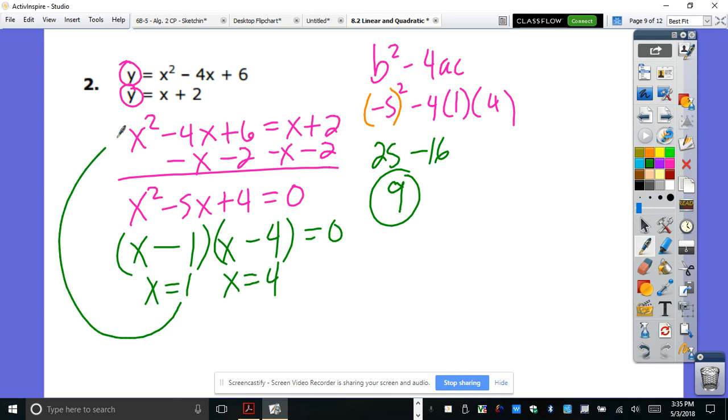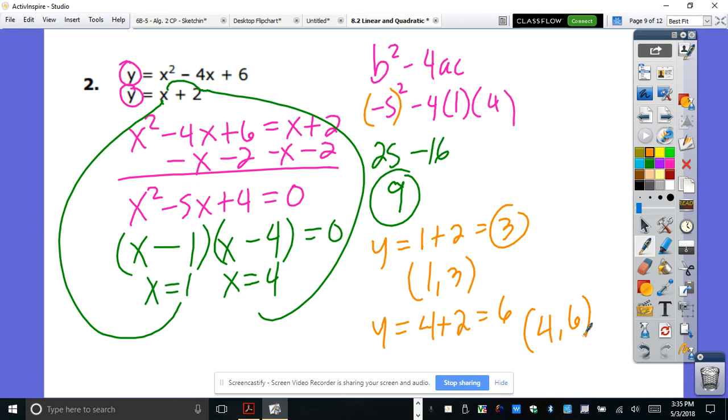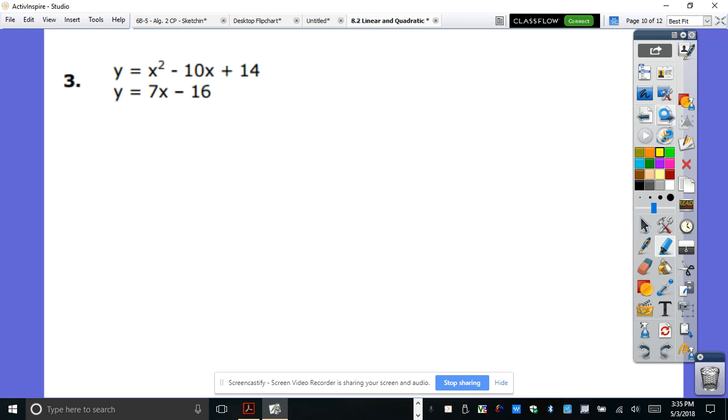Now you plug in the 1 here, plug in the 4 there to get the value of y. So therefore, y is equal to 1 plus 2. The answer is 3. So one of the answers is 1 comma 3. And then y is equal to 4 plus 2. Therefore, the answer is 6, and 4 comma 6. And those two yellow highlighted ones are the intersection of the line and parabola.